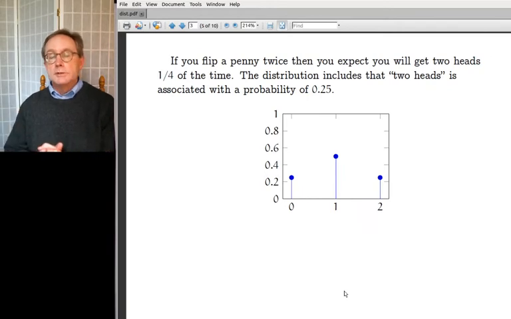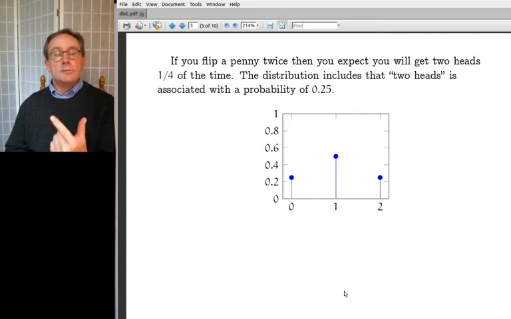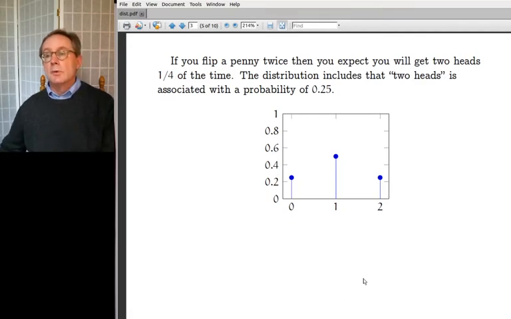Another example, because it's an important idea, I want to do more than one example. If you flip a penny twice, you could get tails and then tails. You could get tails and then heads. You could get heads and then tails. You could get heads and then heads. You might notice that 2 heads happened one time out of 4, 2 tails happened one time out of 4, but one of each happened 2 times out of 4, and that's what we're looking at here.